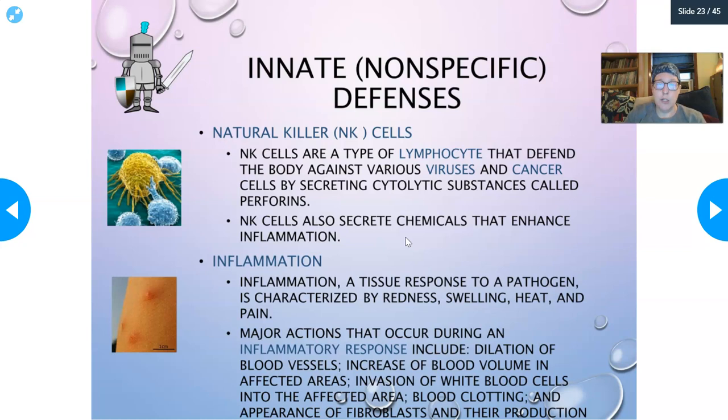Inflammation as a protective mechanism is a tissue response to a pathogen, and it's usually characterized by redness, swelling, heat, and pain. And sometimes itching.